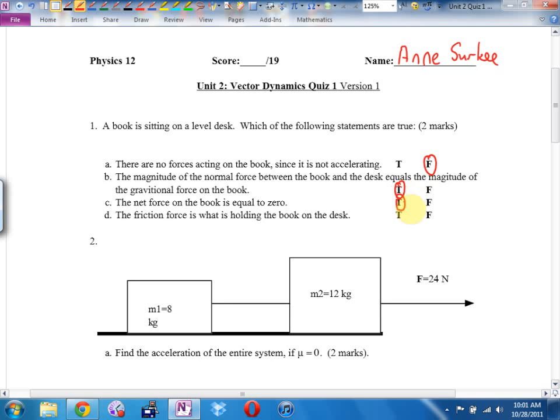Friction force is what's holding the book on the desk. False. Could it sit on the desk if the desk was made out of ice? As long as the desk was level, just fine. False. Half mark for each of those to get your two marks.